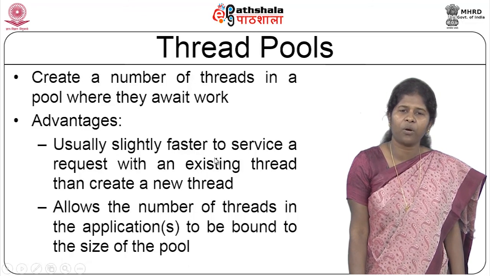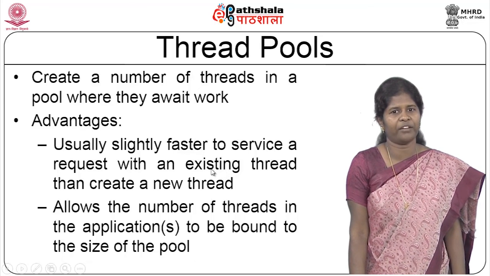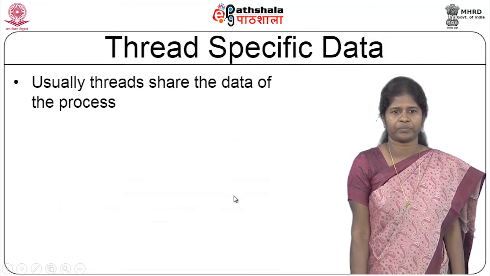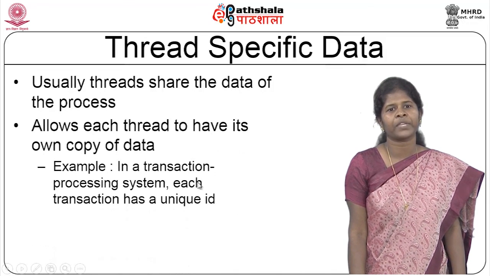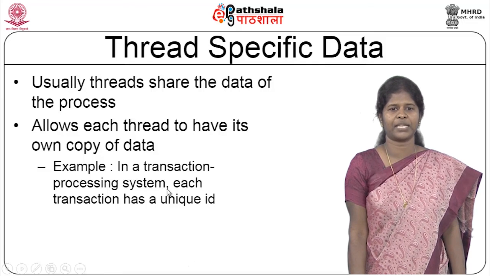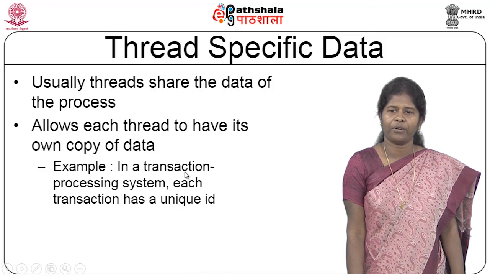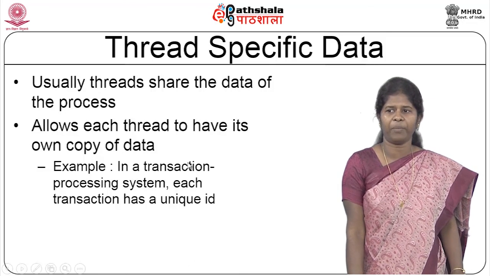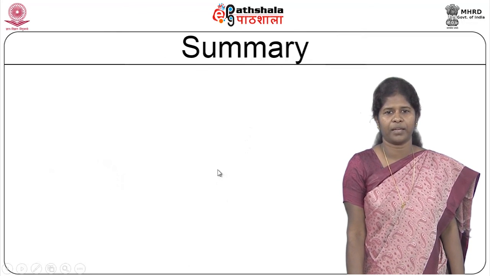And the other advantage is that you do not just go on creating many threads; the number of threads that can be created is bounded. So, we have seen the different issues that can arise in multi-threading situations. It is also possible to have thread-specific data, say, if one particular thread needs its own copy of data. An example is a transaction processing system, where each transaction has a unique ID. When a thread is created for a particular transaction, that thread can have its own ID, which need not be shared with the main process, because this unique ID is specific to only this thread. So, thread-specific data can also be allowed.